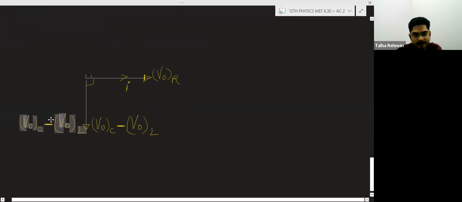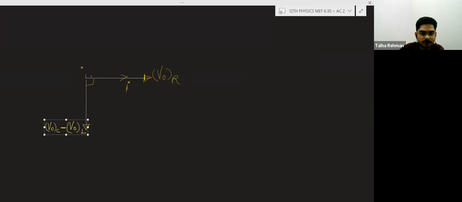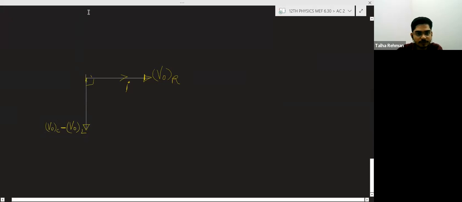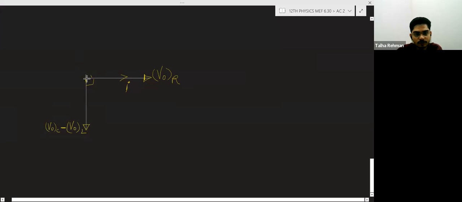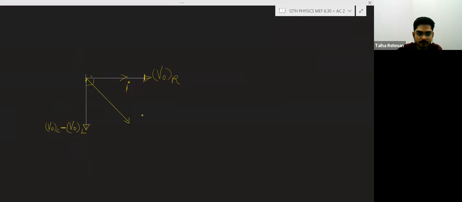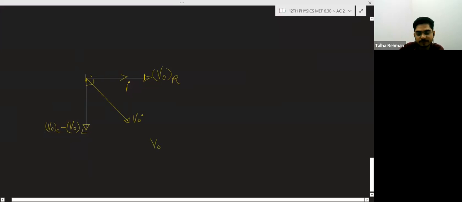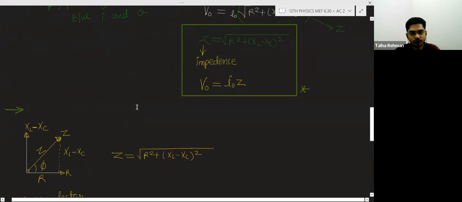And what is this V naught C minus V naught L? This will be the length of this arrow. What is V naught R? Length of this arrow. Okay, remember this point. So if you want to find the resultant voltage, again you will get like this. This will be the resultant voltage, that is V naught. What will be the value of V naught again? You can find it with the help of the triangle that I have told you here.